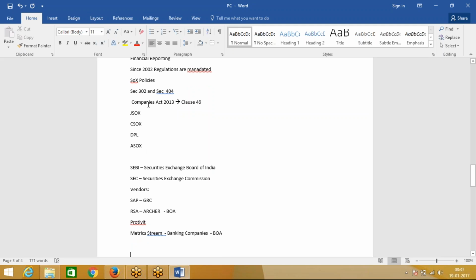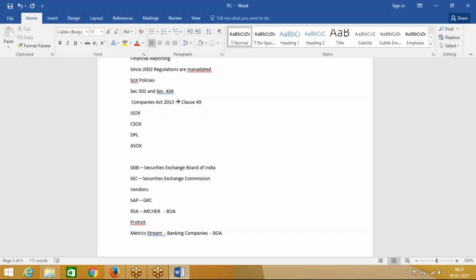So I'm mainly pinching this point, section 302 and section 404, which come into the SOX policies. All these companies are following various rules and regulations. This is the regulation for India, this is the regulation for Japan, this is the regulation for Canada, and these are the regulations for the US. But by taking these as a source, most of the companies have prepared their own country specific rules and regulations.